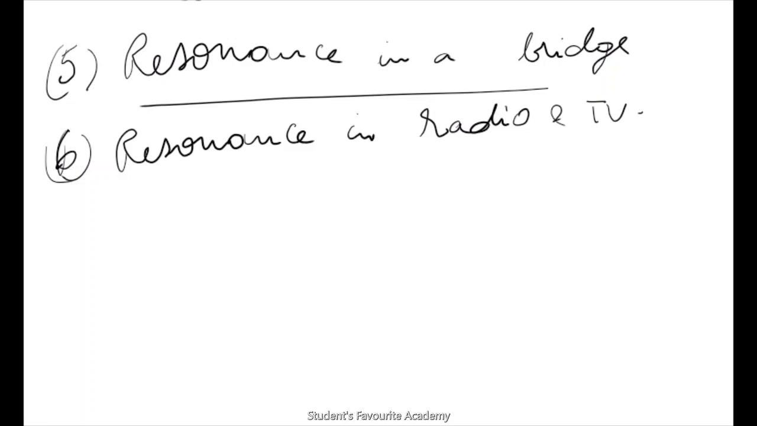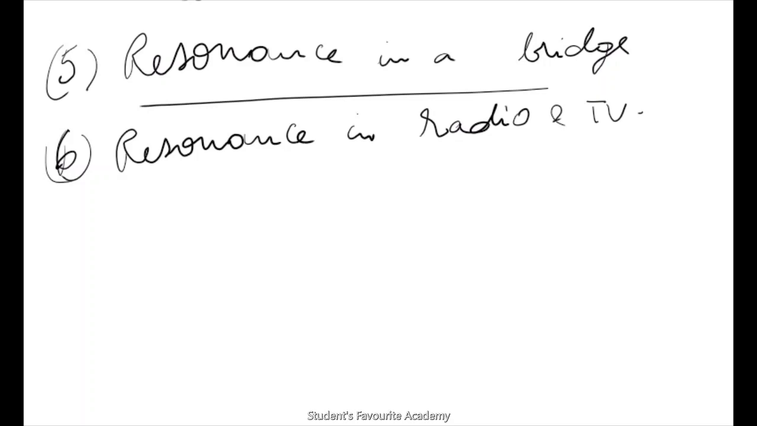A very often asked question is, when a troop crosses a suspension bridge, the soldiers are asked to break their steps. Why? You have to explain that they are asked to break step so that the natural frequency of the marching troops and the natural frequency of the suspension bridge should not become equal. Otherwise, the suspension bridge may collapse.